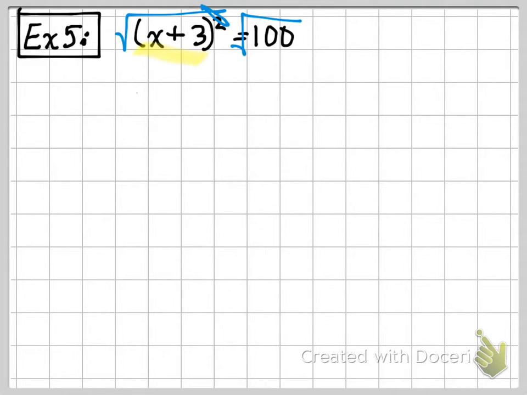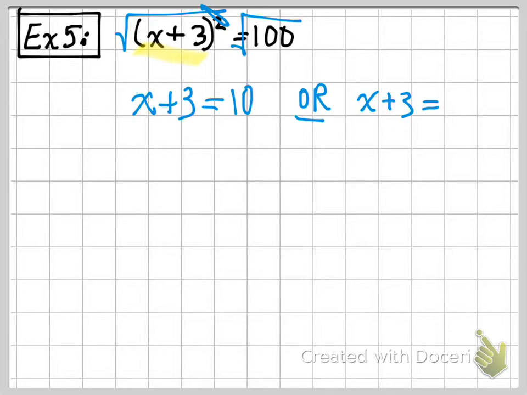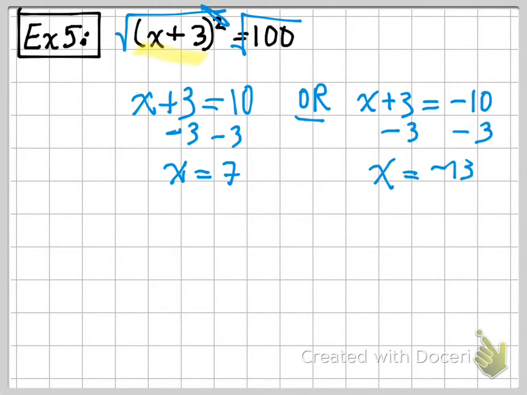I don't need my parentheses anymore because I got rid of my exponent, so now I just have x plus 3 is equal to 100. But I can't forget there's another situation too. There's an or. I also could have x plus 3 is equal to negative 10. So now I have two separate equations I need to solve. If I do x plus 3 is equal to 10, I can subtract 3 here and get x is equal to 7. And in my second equation, when I subtract 3, I get x is equal to negative 13. So those are two possible solutions to x plus 3 squared is equal to 100.